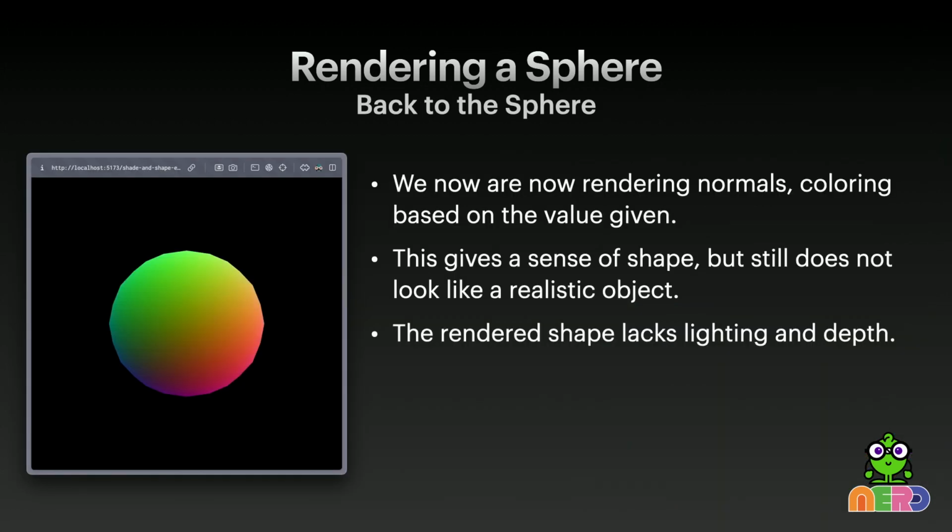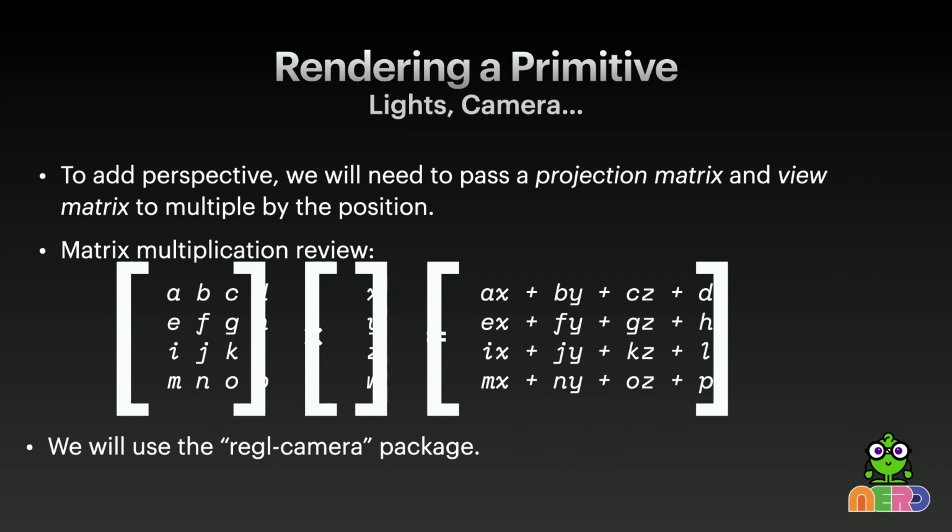Okay, back to our sphere here. So yes, we're rendering these normals, we're coloring based on the value given, but we're still lacking a sense of depth. We don't have any perspective, we don't have any lighting, it doesn't look like a real sphere, it just looks like a colored circle in some ways. That's weird how it got all mangled. Maybe the font changed, I'm not really sure why, but that doesn't matter so much.